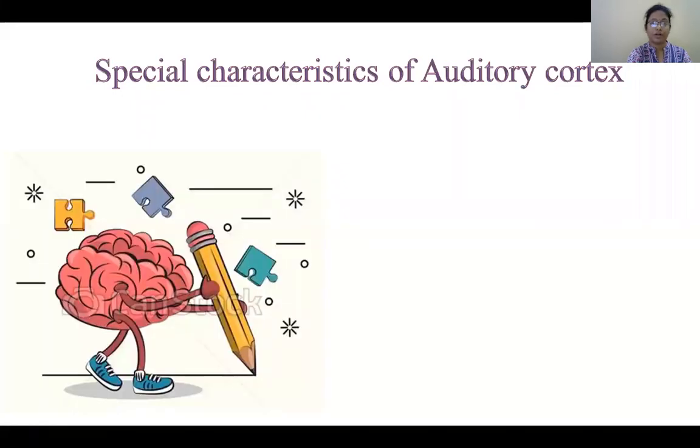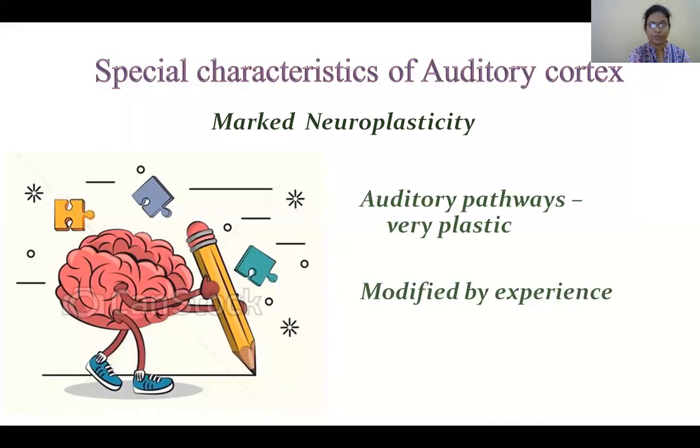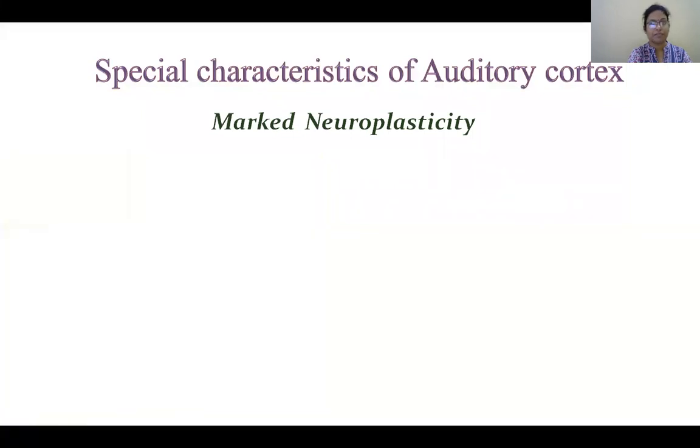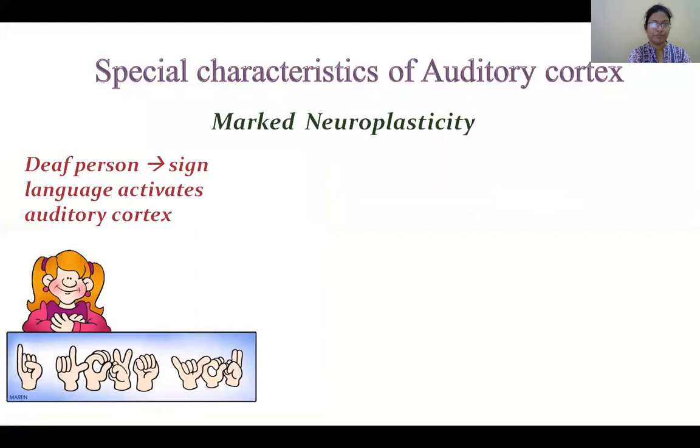Another important characteristic of the auditory cortex is marked neuroplasticity. What is neuroplasticity? It means the neurons continuously adapt to encoding and storing new information. So our auditory pathways are very plastic and are continuously modified by experiences. The best example is the deaf person. In deaf persons, sign language activates the auditory cortex. So this type of plasticity is shown by the auditory cortex in deaf people.